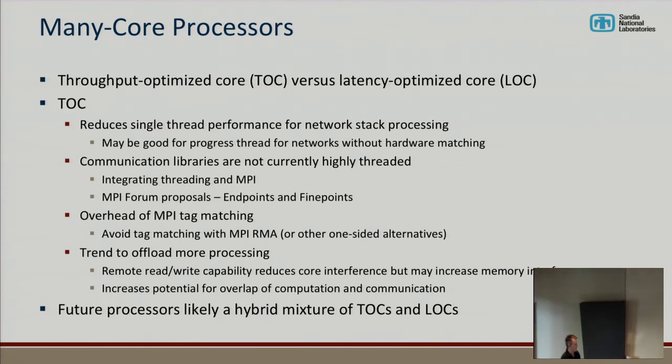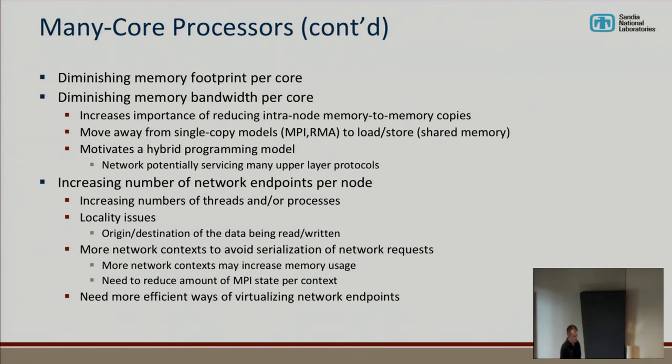Talked a little bit about the overhead of tag matching and the trend to offload more processing. And so, the advice to apps folks was that future processors are likely going to continue to be a mix of these locks and talks. Big, little kinds of things are going to be out there, so be prepared for that. Things like diminishing memory footprint per core, diminishing memory bandwidth per core. These are all things that lead us to look at what the programming model is and how to deal with it.